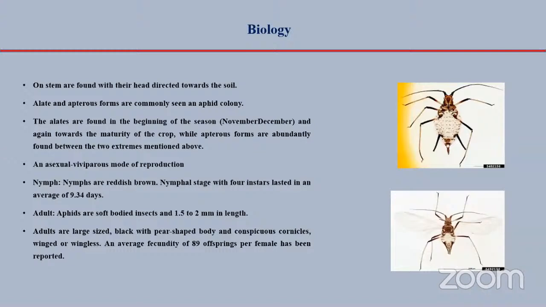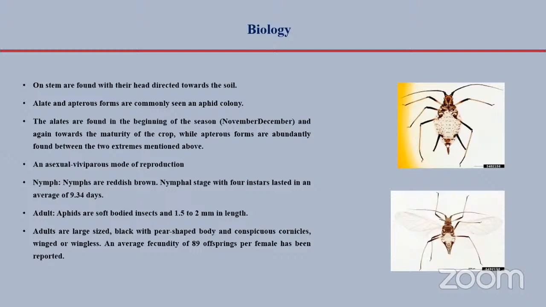The alate forms are mostly formed when the host plant is not of that much quality, or when there is crowding, they will form the alate type in order to swarm from that particular host plant. The alate will be found at the beginning of the season and again towards the maturity of the crop, while the apterous form will be abundantly formed during the two extreme conditions. So only during the extreme condition, these aphids will form the winged type.